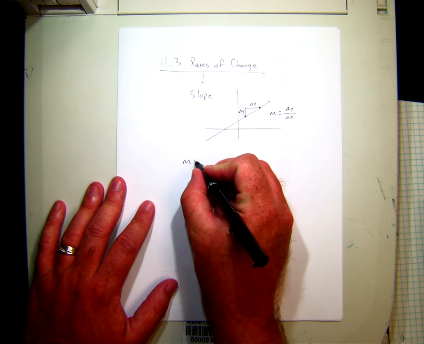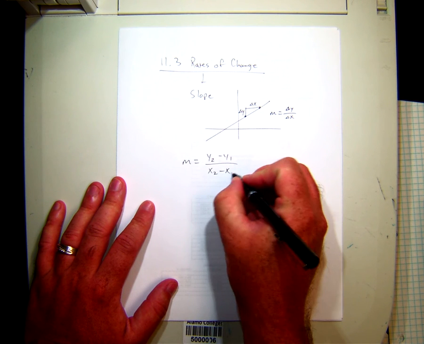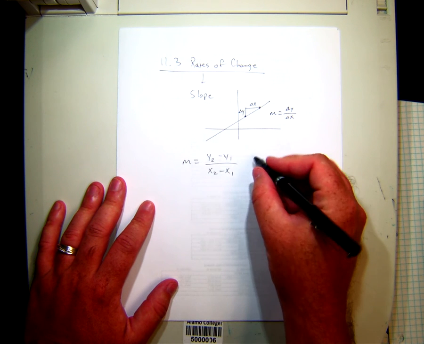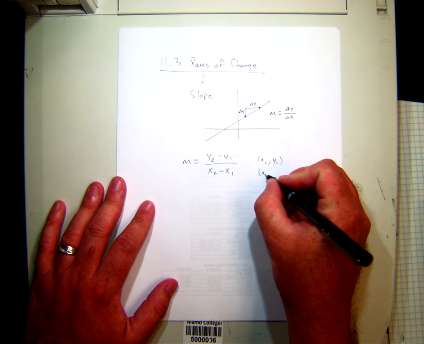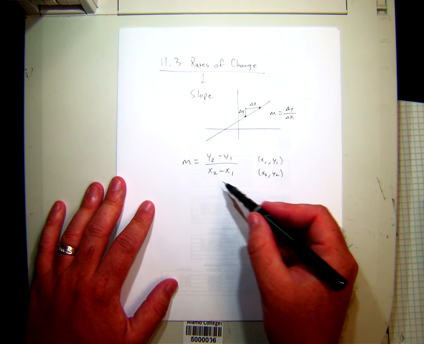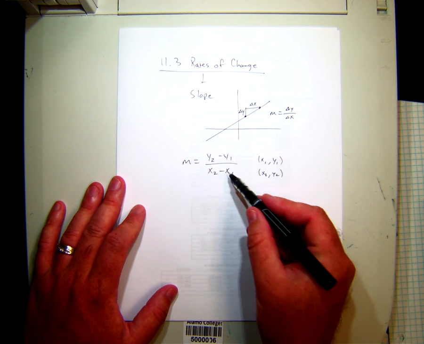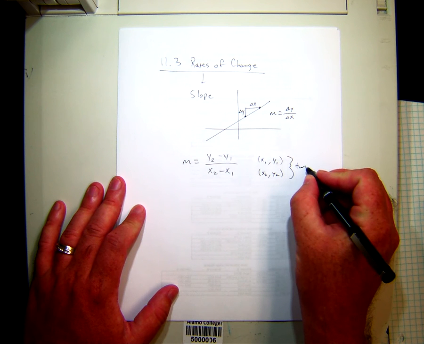Now you may recall a formula for slope that looks like this. And this has to do with when you have 2 points. One point is x1, y1. One point is x2, y2. The slope is y2 minus y1 divided by x2 minus x1. That's fine. There's nothing wrong with this. This is when you have 2 points.